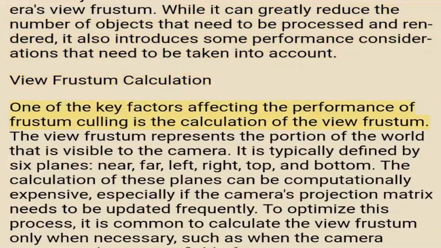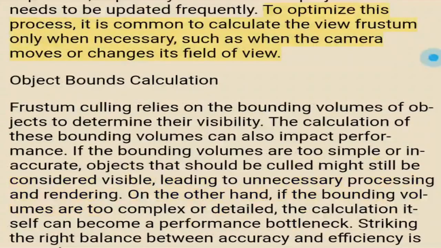One of the key factors affecting the performance of frustum culling is the calculation of the view frustum. The view frustum represents the portion of the world that is visible to the camera. It is typically defined by 6 planes: near, far, left, right, top, and bottom. The calculation of these planes can be computationally expensive, especially if the camera's projection matrix needs to be updated frequently. To optimize this process, it is common to calculate the view frustum only when necessary, such as when the camera moves or changes its field of view.